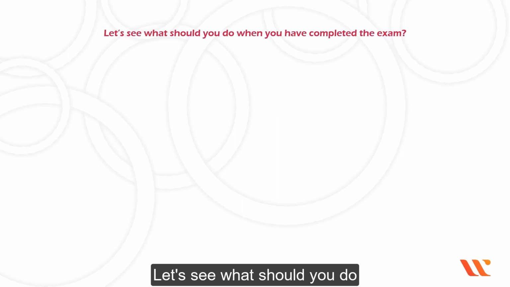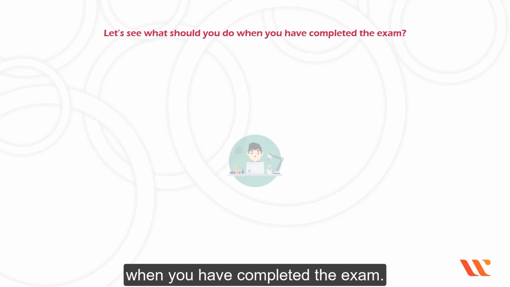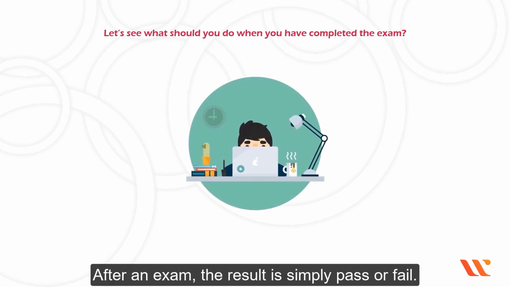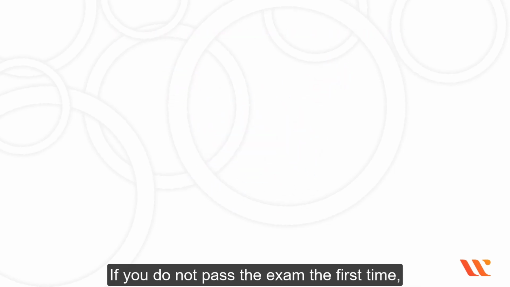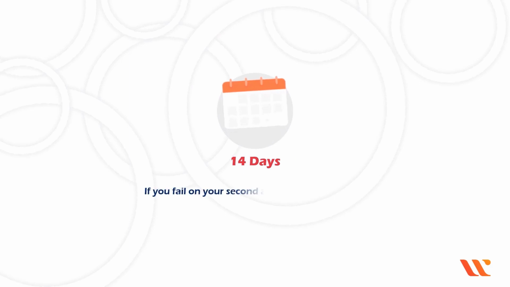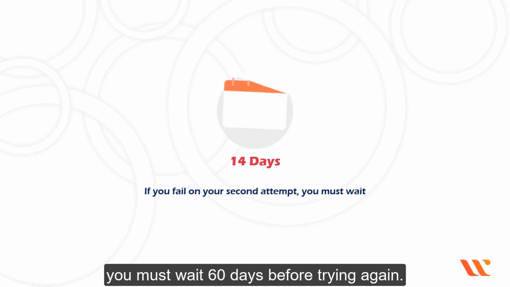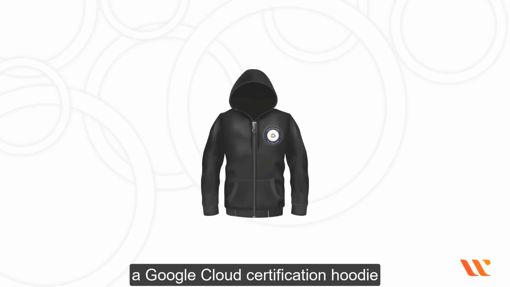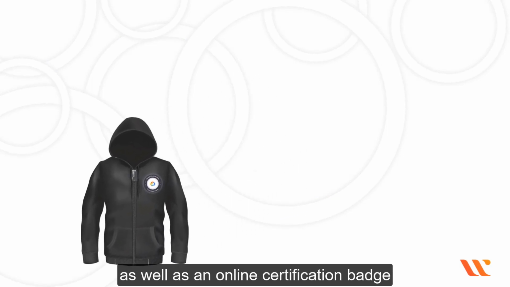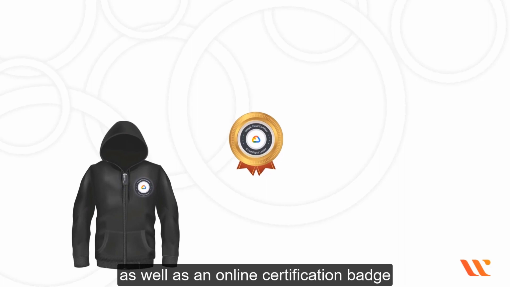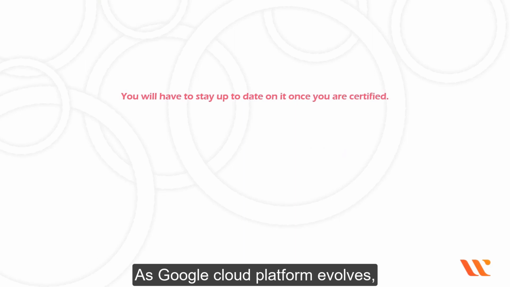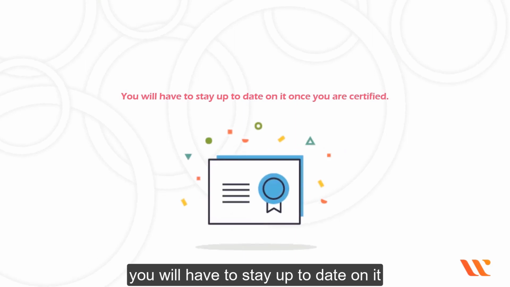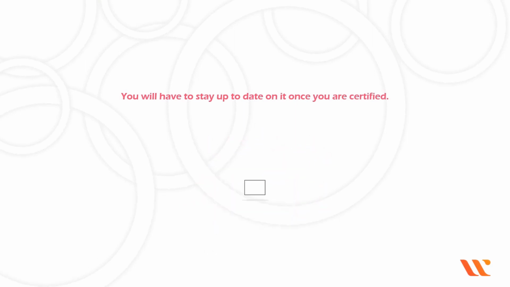Let's see what you should do when you have completed the exam. After an exam, the result is simply pass or fail. If you do not pass the exam the first time, you have 14 days to retake it. If you fail on your second attempt, you must wait 60 days before trying again. If you pass the exam, you will get a Google Cloud Certification hoodie as well as an online certification badge that you can post on places like LinkedIn. As Google Cloud Platform evolves, you will have to stay up to date on it once you are certified.